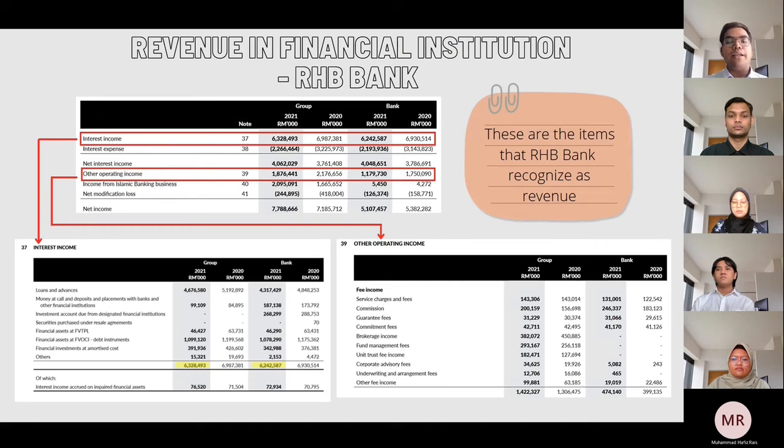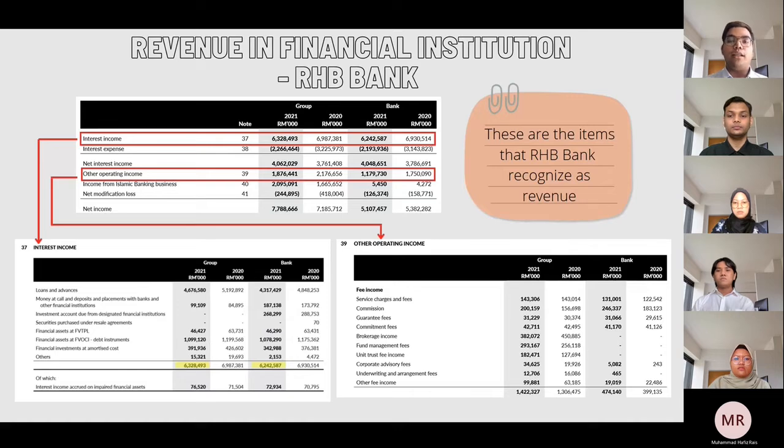So when it comes to financial institutions, there are slightly different ways of presenting the revenue in financial statements. There are two different components to recognize the revenue, which are interest income and also other operating income. Interest income is recognized using the effective interest rate method. And as you can see, the highest interest income earned by RHB Group is coming from the loan and advances.